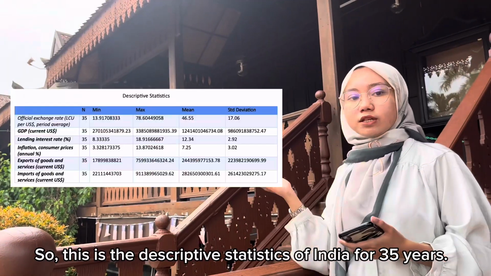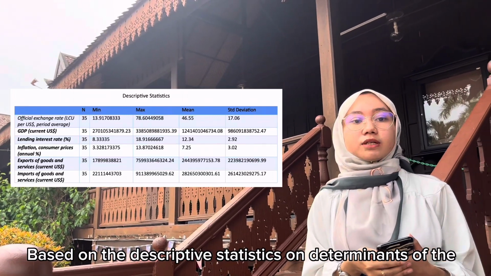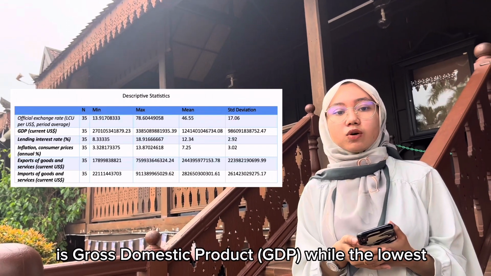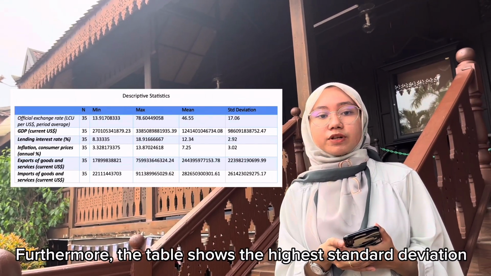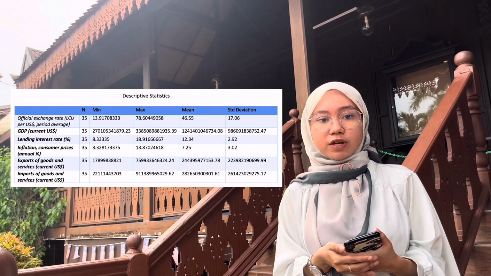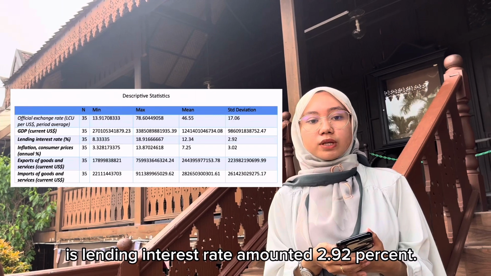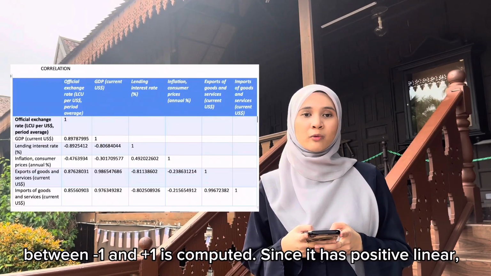So, this is the descriptive statistic of India for 35 years. Based on the descriptive statistic on determinants of the exchange rate, the table shows the highest mean is gross domestic product while the lowest is inflation, consumer prices, which is 7.25%. Furthermore, the table shows the highest standard deviation is gross domestic product, while the lowest is lending interest rate, amounting to 2.92%. The correlation, which has a value that must fall between -1 and +1, is computed.